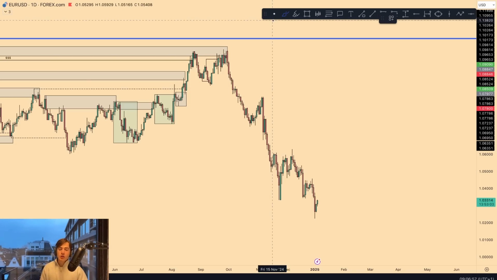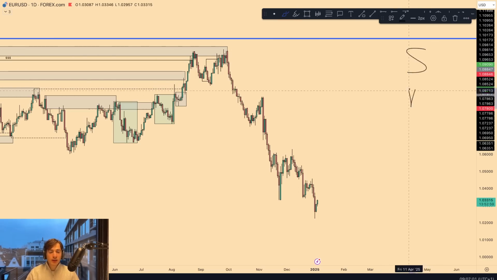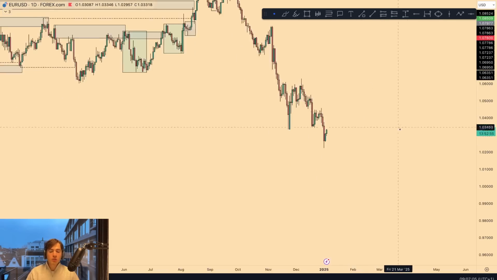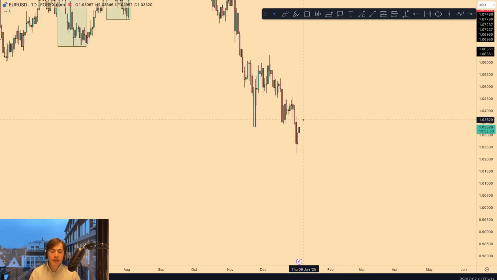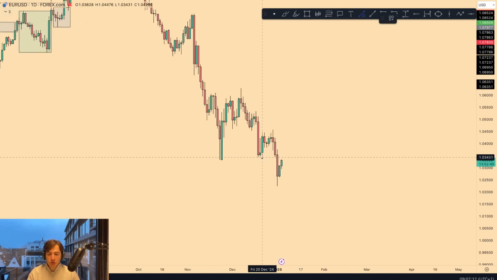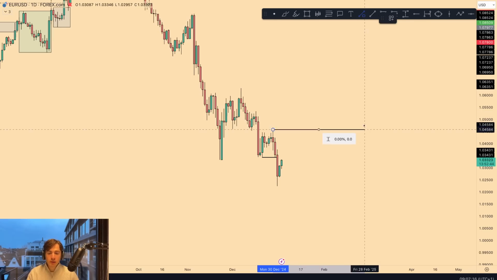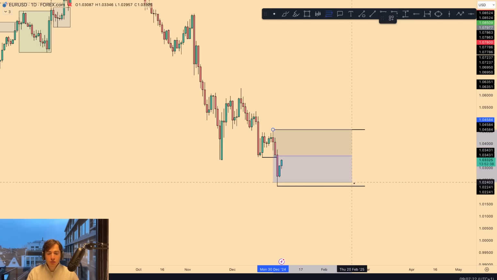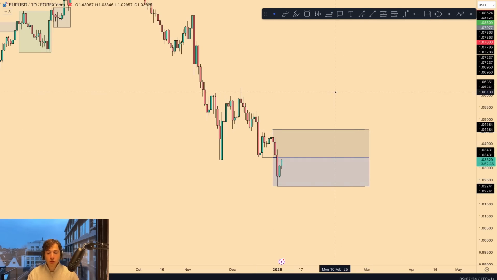Now, for everybody who watches me for a longer time, you know that I look at two types of structure. We have both the swing and the fractal structure. Based on the swing structure, we are bearish. Now I want to see if the fractal structure aligns with that overall swing bias. The fractal structure is very simply said the structure of the individual candlesticks, and what we can see is that it is indeed also bearish. This here is my fractal high, this here is my fractal low, and the market is now retracing towards that 0.5 fib retracement level.